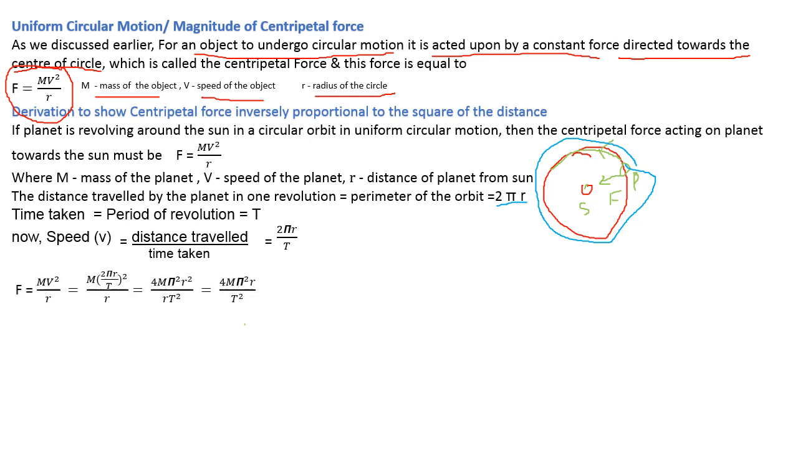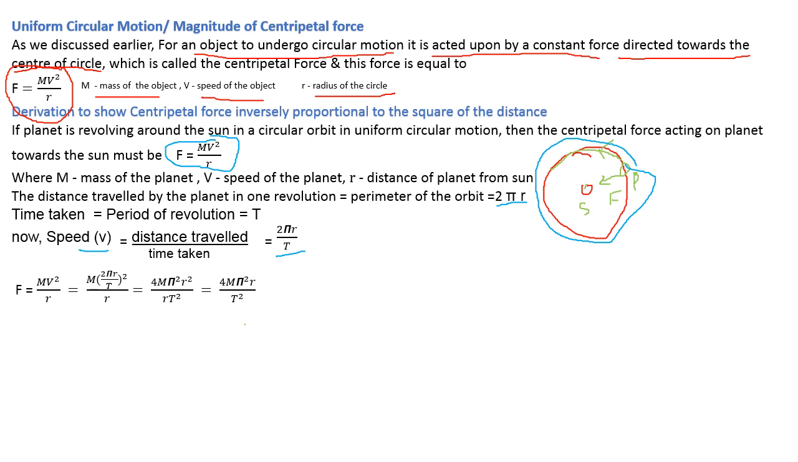So F equals mv square upon r. Our first formula. We are coming back to the centripetal force, because now we want to prove that the centripetal force is proportional to the square of the distance. So we have to come back to our centripetal force formula. F equals mv square upon r, which equals m upon r as it is. Now this v square, what is v? The speed v equals 2 pi r upon T. Therefore instead of v, we write 2 pi r upon T, the whole square, because it's v square.